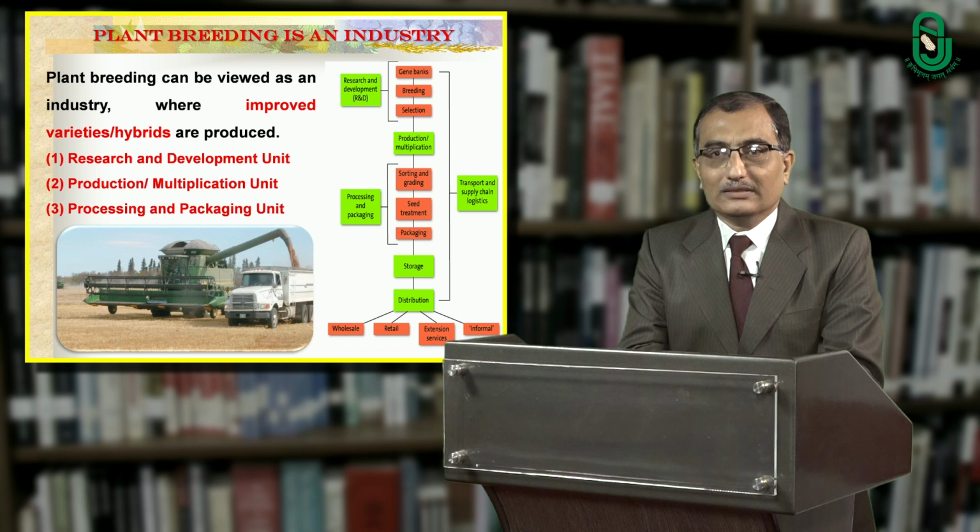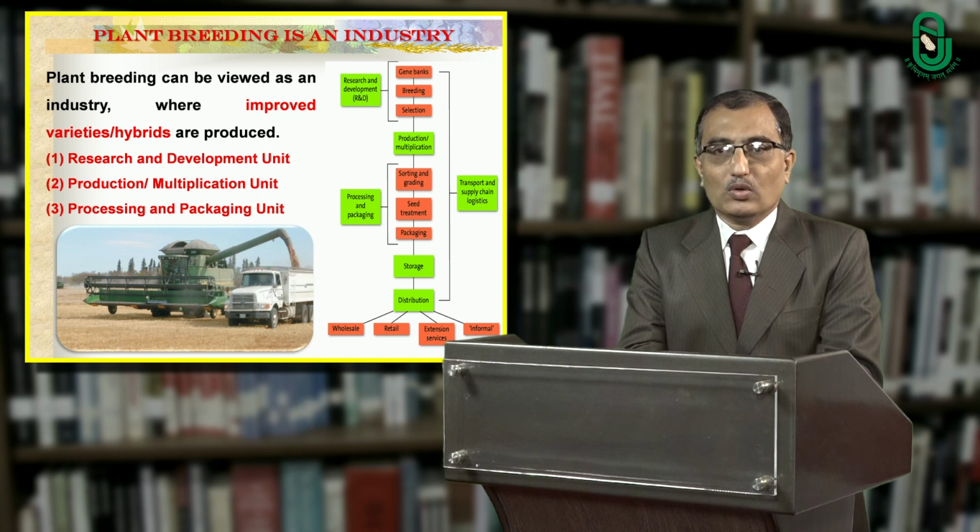As you find, after the field of plant breeding, the third important aspect is that it is also considered an industry. So plant breeding is also an industry. Plant breeding can be viewed as an industry where improved varieties or hybrids can be produced on a large scale, and for that there are three important phases of plant breeding.